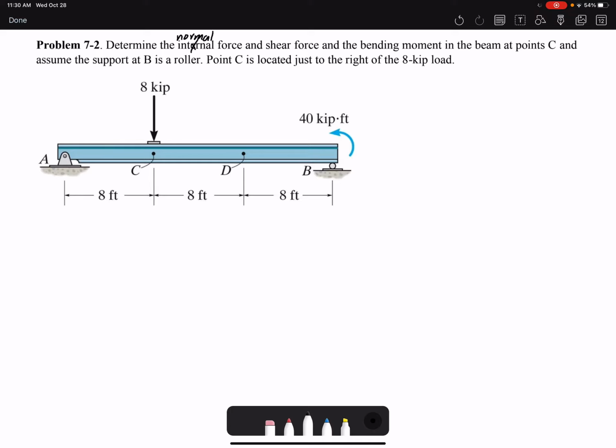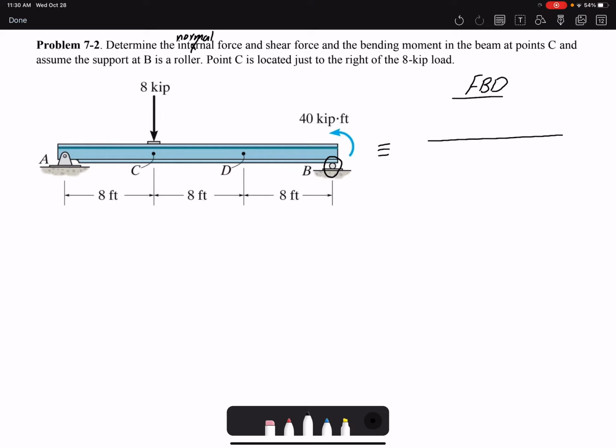roller. Even if the problem had not told us, by looking at the picture you should be able to identify the type of support. Point C is located just to the right of the 8 kip load. So the first step is to draw the free body diagram for the entire beam.